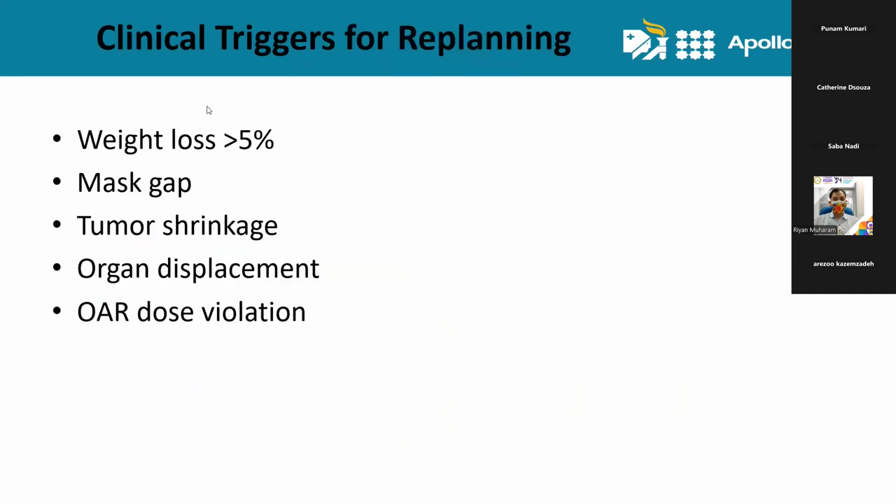So what are the clinical triggers for replanning? Definitely weight loss. If the patient's weight loss is greater than 5%, then we will go for ART. And the mask gap: in the simulation, we use the head mask. If a significant mask gap appears, then we go for ART. Tumor shrinkage, organ displacement, or OAR dose violation. In those conditions, we go for replanning and adaptive radiotherapy.